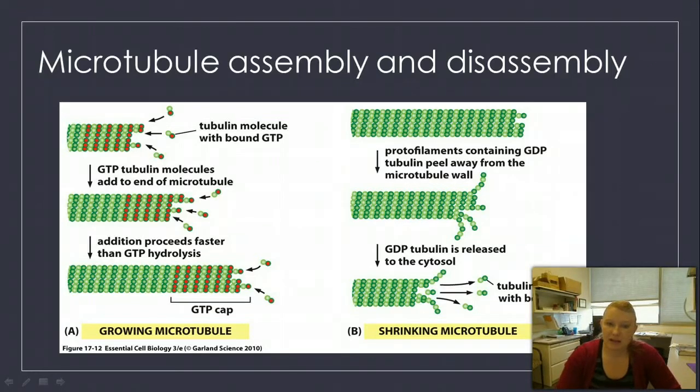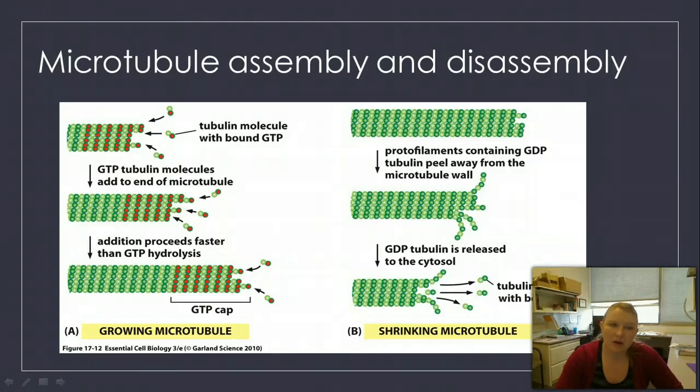But if we want it to then disassemble, this can happen through either the disassembly process or a process known as dynamic instability, which allows it to be taken apart really quickly. This is when the protofilaments, remember those long chains of alpha and beta containing that GDP that's now been hydrolyzed, start to peel away from the microtubule wall, and it falls apart. These tubulin molecules contain that GDP now, and they go off and they're either rebuilt into another microtubule or they hang out waiting until it's needed again. And that's how this happens.